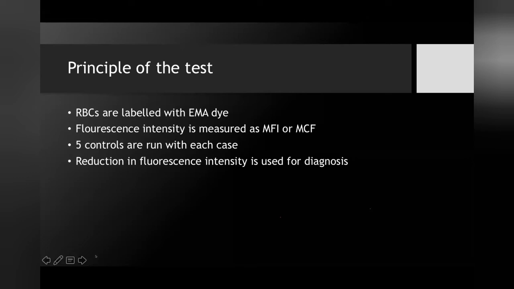So what we do in this test is that the RBCs are treated with the EMA dye, and after treating with the EMA dye, we just measure the mean fluorescence intensity in the cytometer. So for each test, we run 5 controls to see what is the MFI expressed by controls, and the reduction in fluorescence intensity is used for diagnosis.